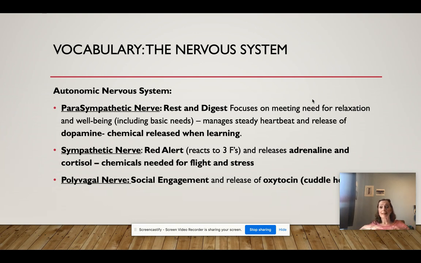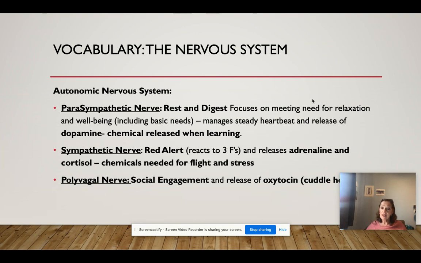And dopamine is also that chemical that is released when learning. So dopamine is a chemical that's really influential in helping us just be alert and calm and ready to learn.